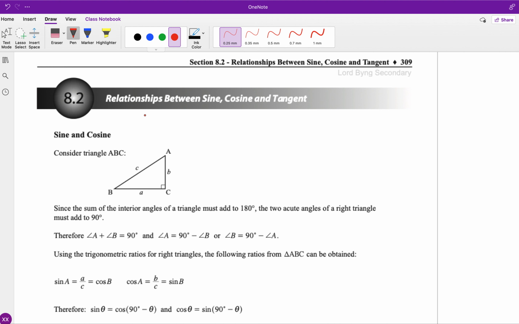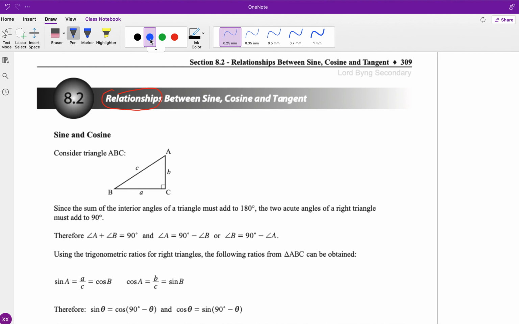Well, hello again, everyone. I'm just going to record the lesson for 8.2. Now, here we say this is the relationships between sine, cosine, and tangent. This is very interesting, so hopefully at least some of you will enjoy what is going on here.